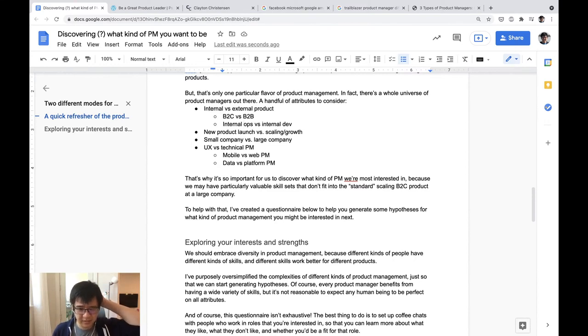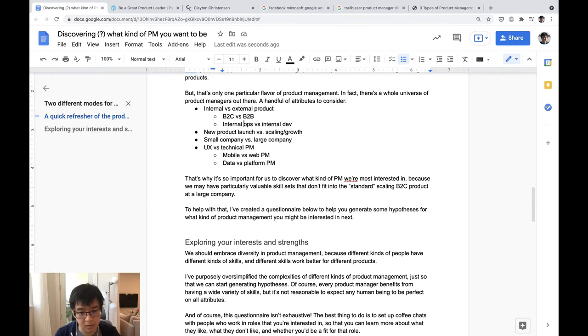I'm just thinking out loud. Somewhat the nice thing here is that it does give you some way of having these independent attributes for looking at product, right? So you can be an external B2B product manager who's focused on scaling at a large company, and your focus is on data. And these are all very distinct things. They're not necessarily conflated, so that's good.